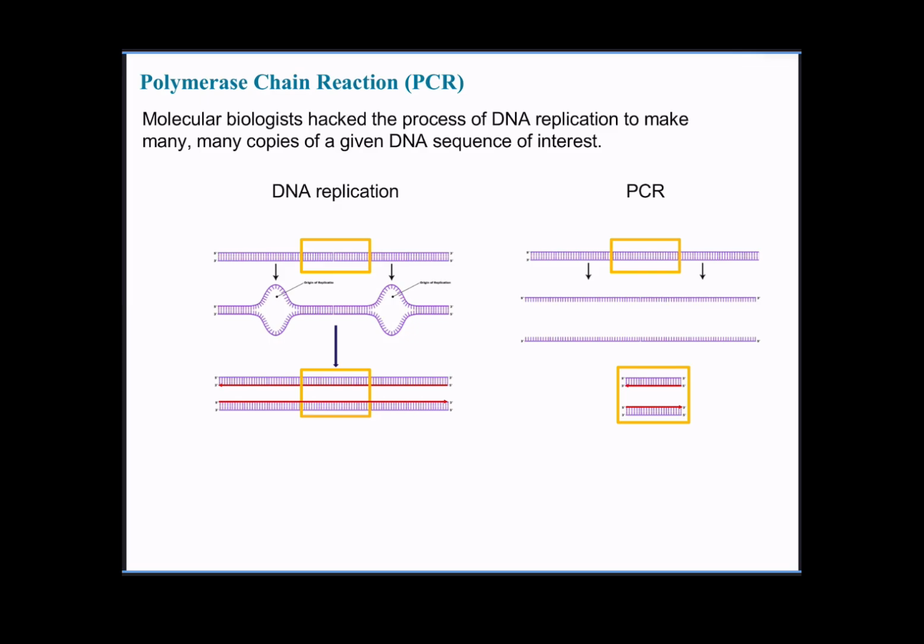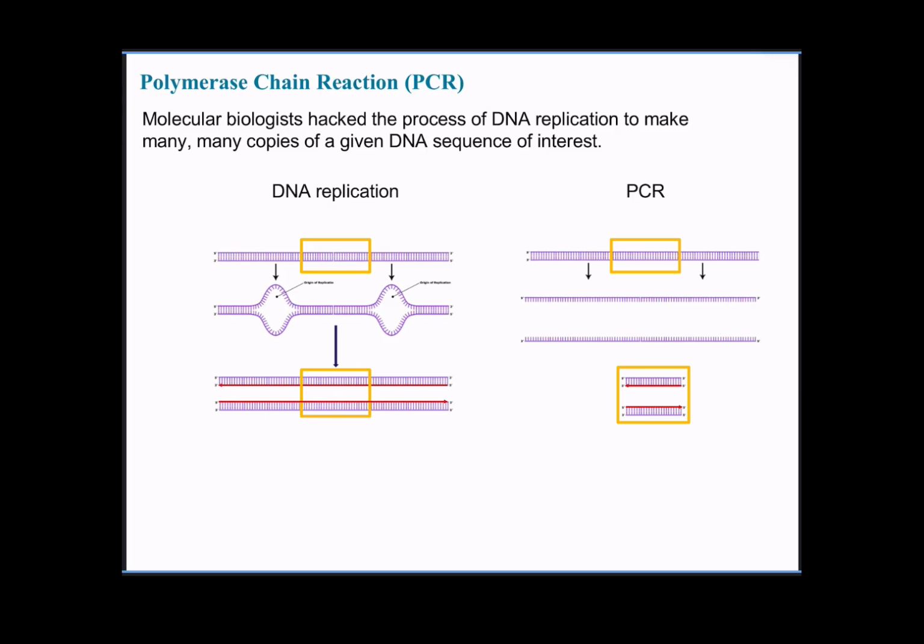in the old days, if we wanted to get many copies of a given DNA sequence of interest, we would rely on living organisms. And let's say that the sequence that we're interested in is boxed in this yellow box here. We would rely on those organisms to replicate the whole of the DNA, including our sequence of interest. And then it would be our job to extract that sequence from the rest. Right?